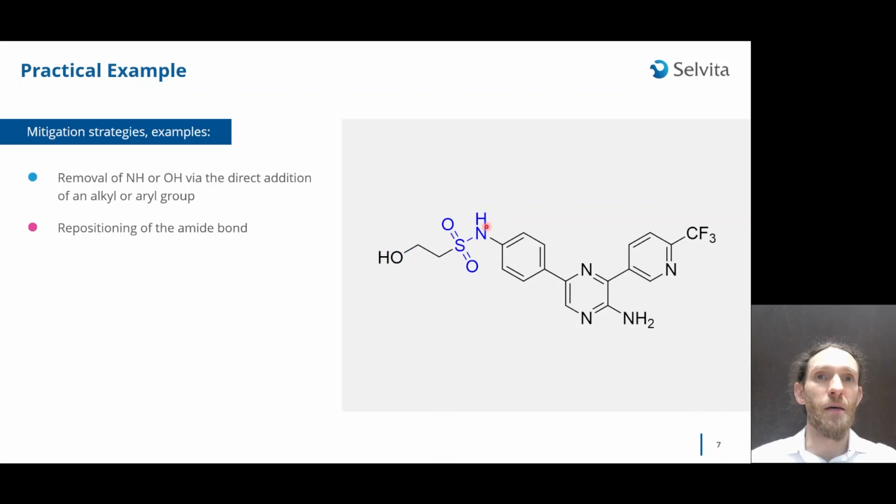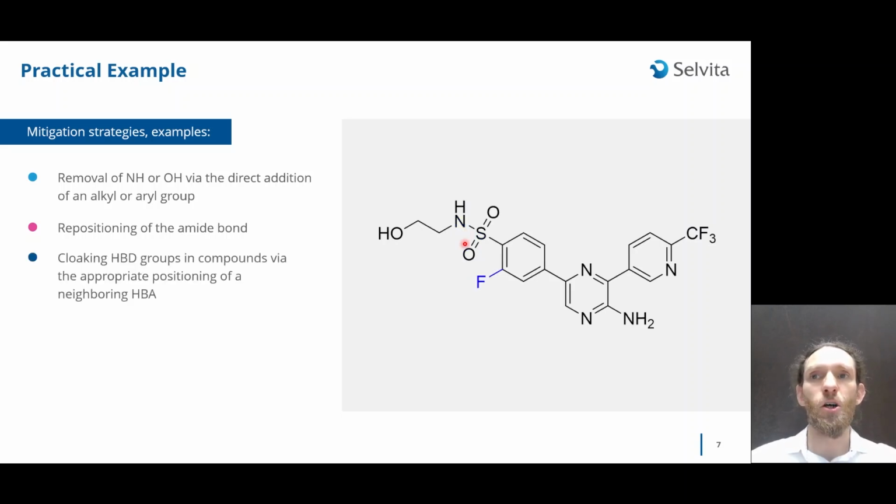We can reposition the amide bond. This can hinder the hydrogen bond donor somewhat, and we will lower the recognition by the PGP efflux pump. We can cloak this NH group by positioning some hydrogen bond acceptors in the neighborhood. This can be either fluorine or, for example, a methoxy. So we form a kind of intramolecular hydrogen bond, and this again hinders the hydrogen bond donor. This is needed in cases where the hydrogen bond donor is required for our biological activity. And finally, removing the basic group. But this we introduced on the first slide.